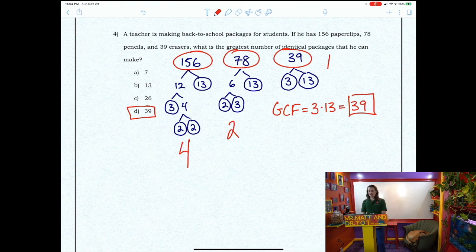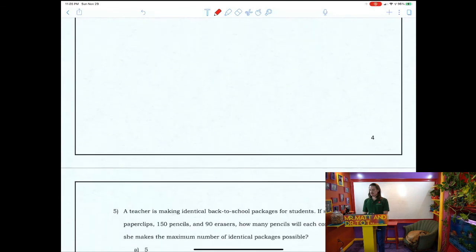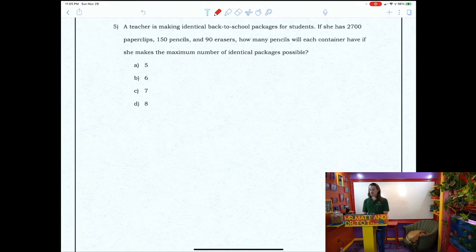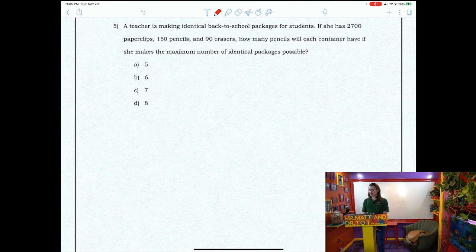Question number 5 asks, a teacher is making identical back-to-school packages for students. If she has 2,700 paper clips, 150 pencils, and 90 erasers, how many pencils will each container have if she makes the maximum number of identical packages possible? So please take a few moments and attempt this problem.